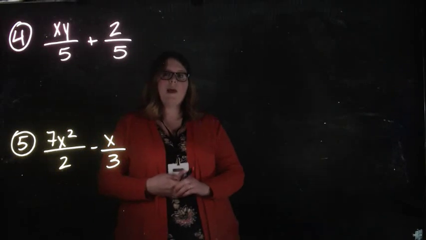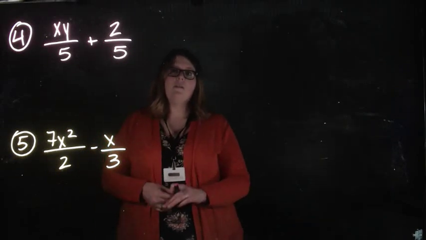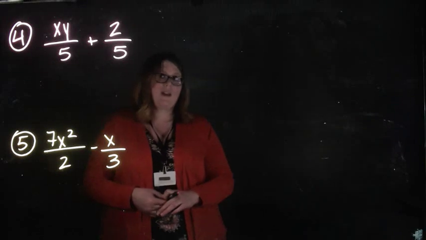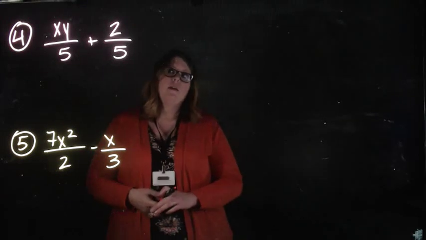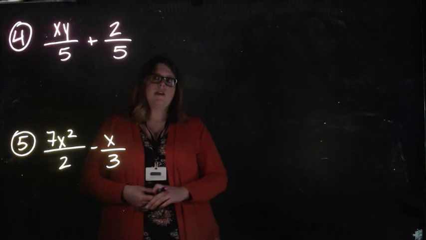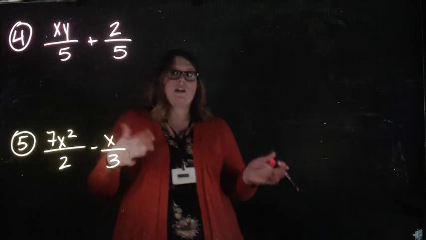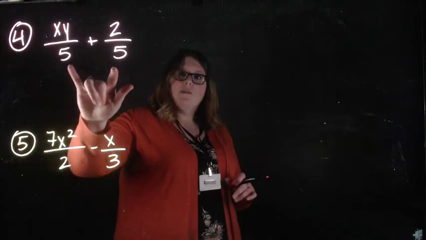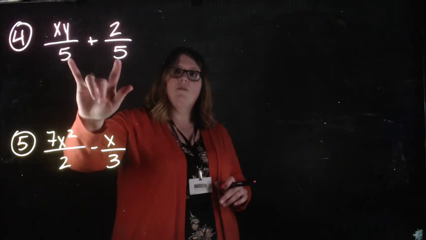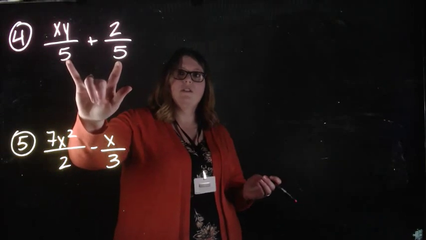Alright, so number 4 in your packet is asking you to add the rational expression xy, or x times y, over 5, plus 2 over 5, or 2/5. So same logic as rational numbers, we have to make sure we have a common denominator. And we do. They're both 5s. Okay, so that's good. That's a good thing.